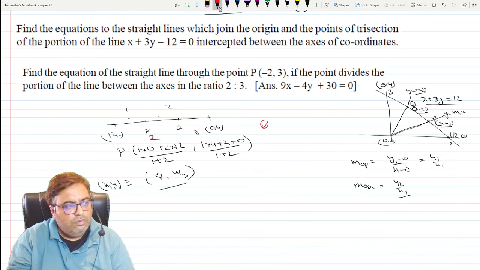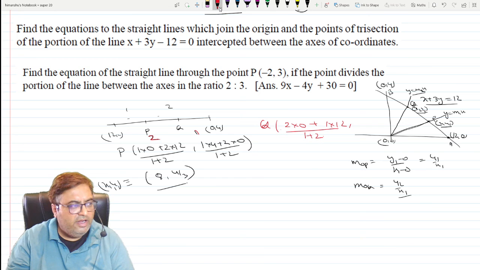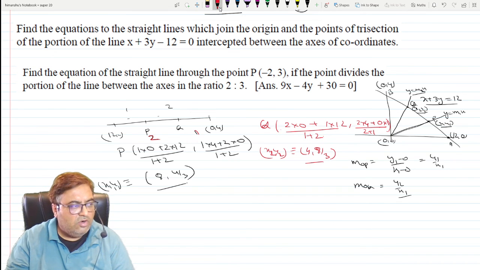So for Q, if we apply the section formula, that will be 2 into 0 plus 1 into 12 divided by 1 plus 2. Okay. And the y coordinate will be 2 into 4 plus 0 into 1 divided by 2 plus 1. So that will give you the coordinates of Q, that was x2, y2, that will be equals to 12 by 3, that will be 4, and that will be 8 by 3. So these are the coordinates of P and Q.